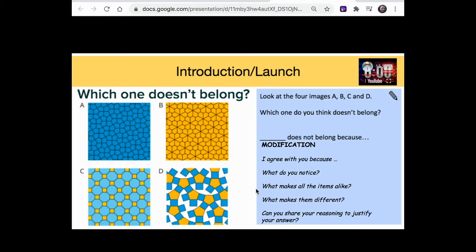I agree with you because, what do you notice? What makes all the items alike? What makes them different? Can you share your reasoning to justify your answer? All of these will encourage conversation among your students.